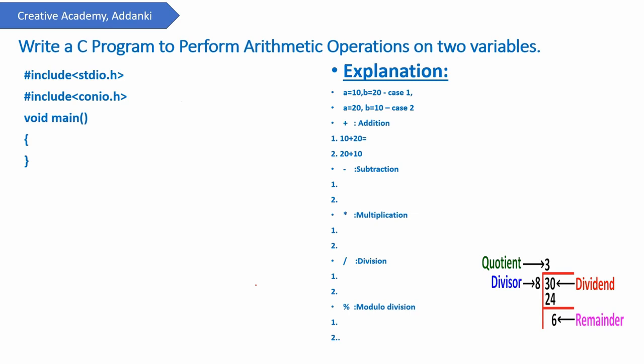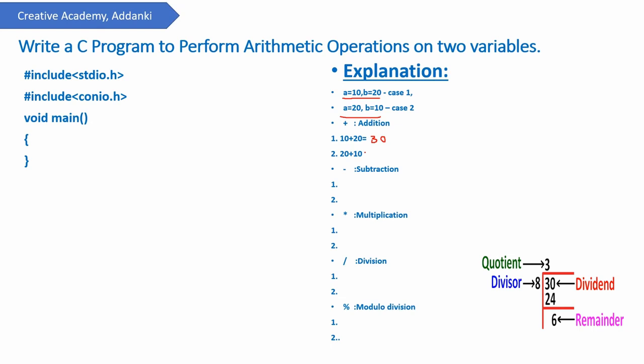So let's see our first program today, that is a program on arithmetic operations, to perform arithmetic operations on two variables. Here you can see that we are considering two cases, where in case 1, a equal to 10 and b equal to 20 is given. In case 2, a equal to 20 and b equal to 10 is given. We are considering two cases for understanding arithmetic operations. So here in case 1, 10 plus 20 equal to 30.